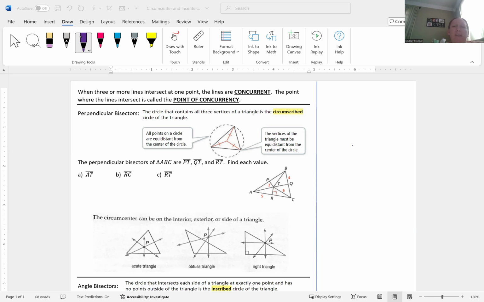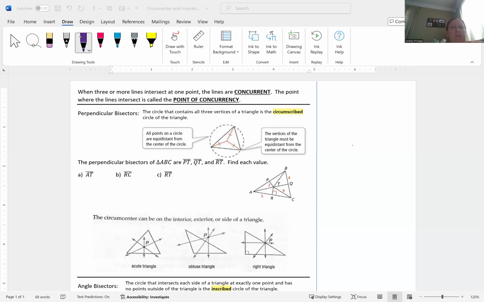When three or more lines intersect at one point, we say the lines are concurrent. And the point where the lines intersect is called the point of concurrency. Based on whatever feature of the triangle we're focusing on, that point of concurrency will be one of those specific centers of the triangle. Okay, so for today, we're focusing on perpendicular bisectors and angle bisectors, which we did start our chapter off with.